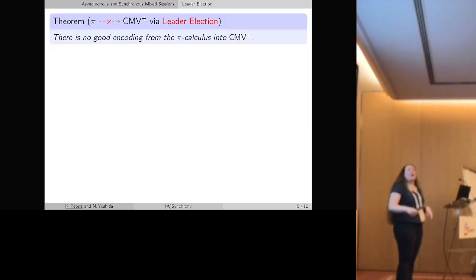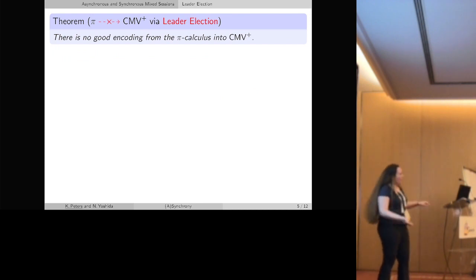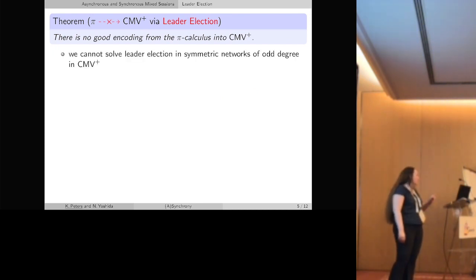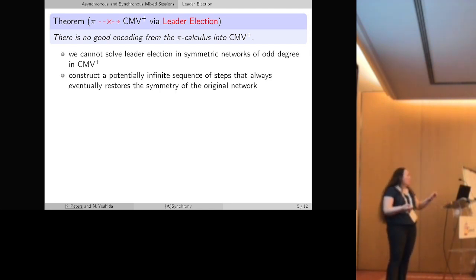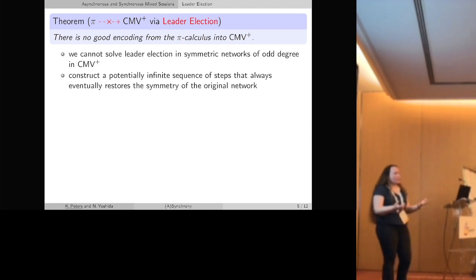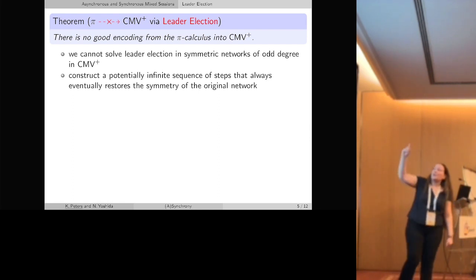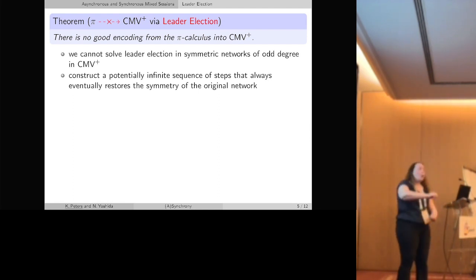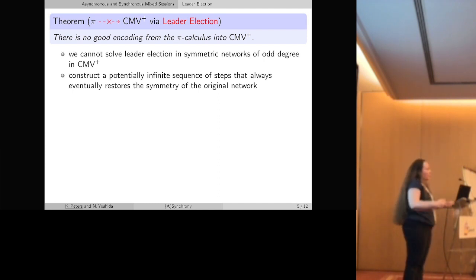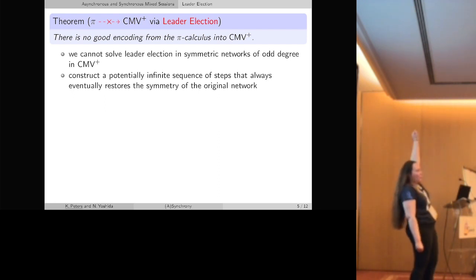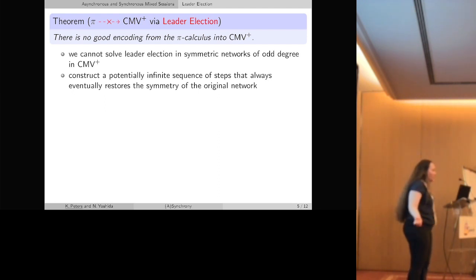So why does it not work for the mixed session calculus? The problem is we cannot solve leader election in networks of odd degree here, because if we try to do that, we can construct a potentially infinite sequence of steps that always restores the symmetry of the original network. And of course, to elect a leader, I have to do something very asymmetric. Namely, exactly one is saying I'm the leader and all the others don't. And that's not symmetric, right?